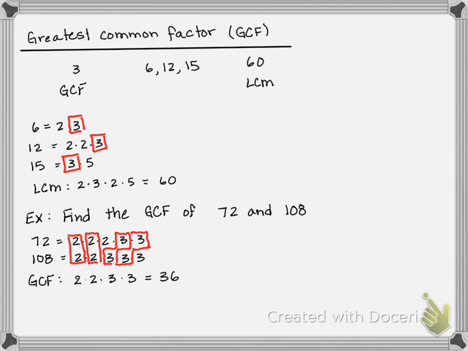So let's look at this in terms of some monomials. Let's find the GCF of 18 x to the 6th, 24 x to the 9th, and 66 x squared.